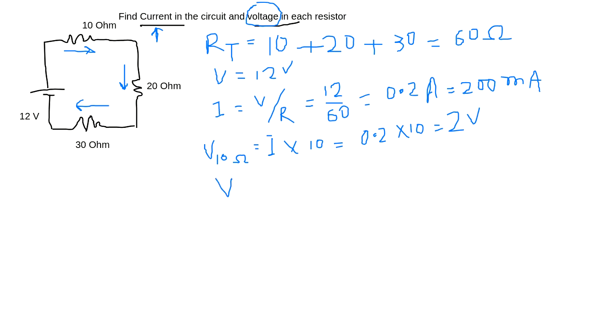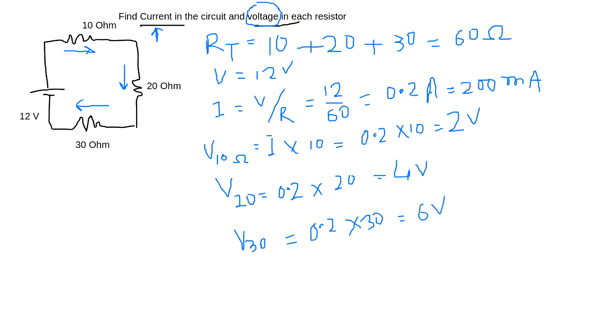Voltage in the 20 ohm resistor is 0.2 into 20, equals 4 volt, and V30 equals 0.2 into 30. Correct. Yes, Muhammad Umar, you are right. 6 volt.